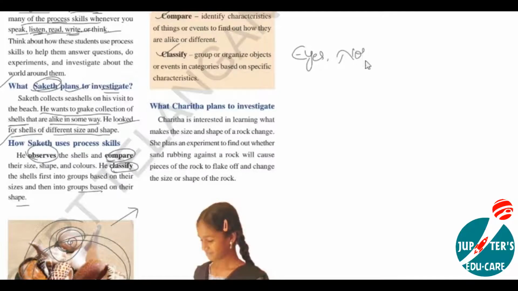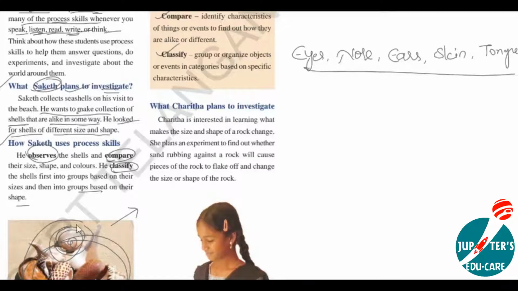Eyes, nose, ears, skin, right? These are five sense organs: eyes, nose, ears, skin, tongue. Right. First, with the eyes, what can he do here?